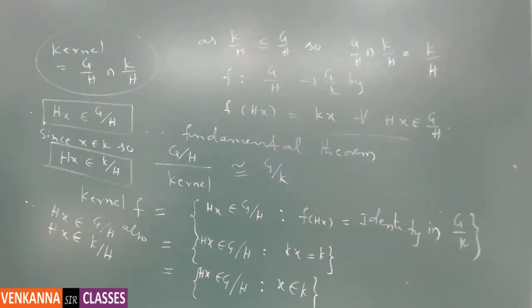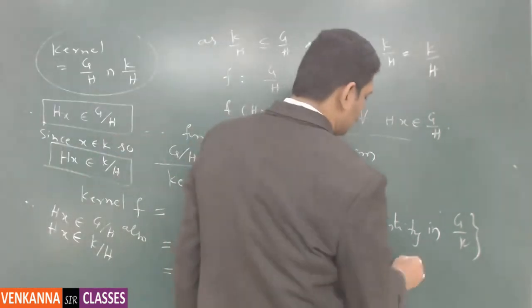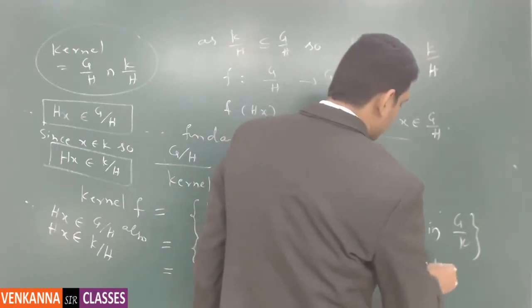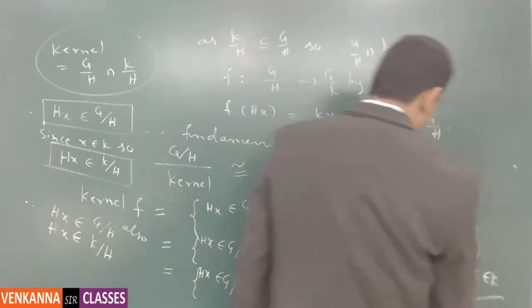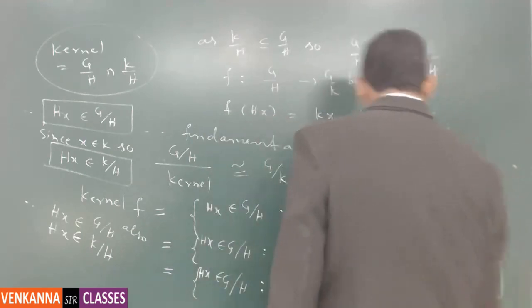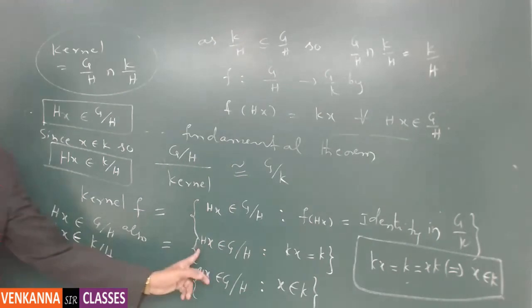As per coset properties, whenever a coset and subgroup are equal, the elements belong to the subgroup. So x belongs to K. At this part, if you have a doubt, you can write that Kx is equal to K, equal to xK, if and only if x belongs to K. This is the property of cosets we have learned earlier.